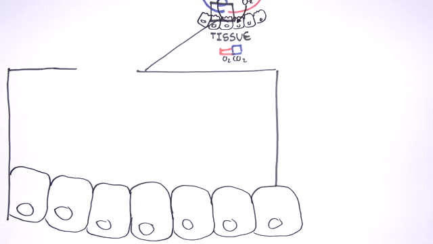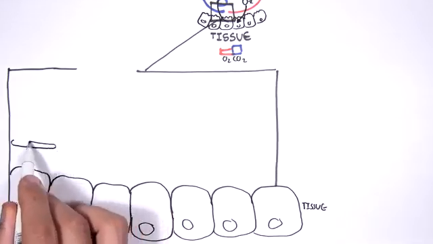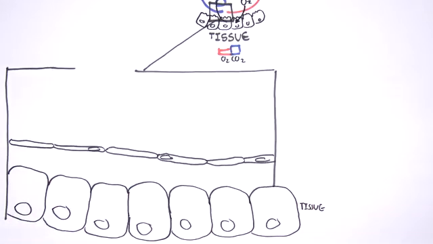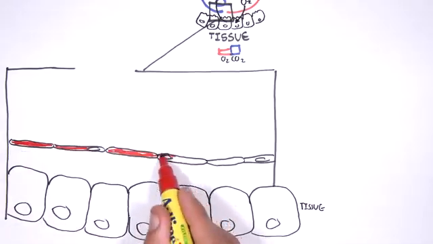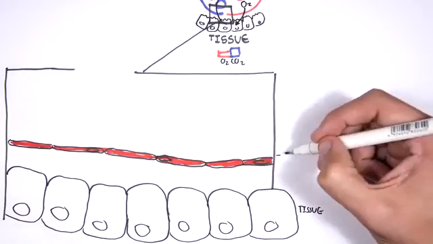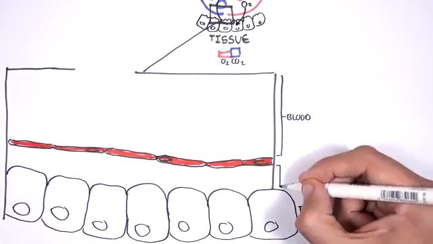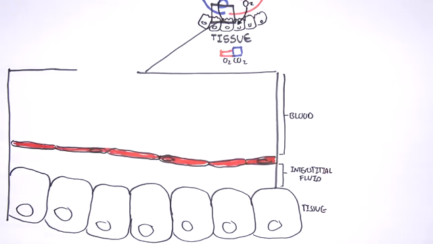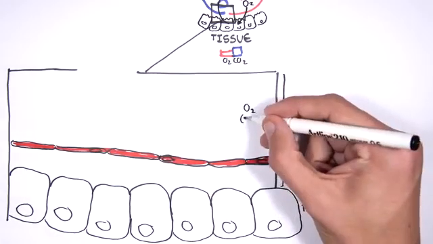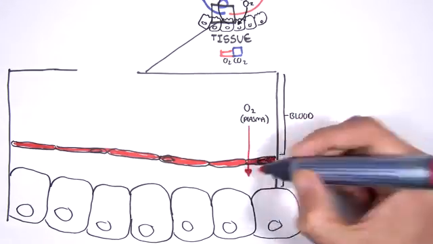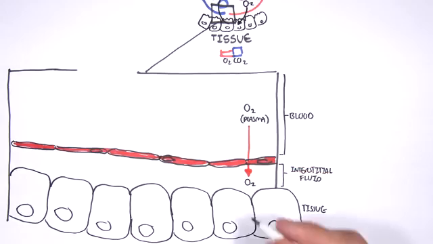Zooming into this area, here we have the tissues, the cells of the tissue. And here I'm drawing the lining of the blood vessel, in red here. This means that here is the blood, and here is the interstitial fluid. Let us first look at how oxygen enters the tissue. Some oxygen can be dissolved in plasma and can enter the interstitial fluid and then enter the tissue, where the tissue can utilize it as energy.